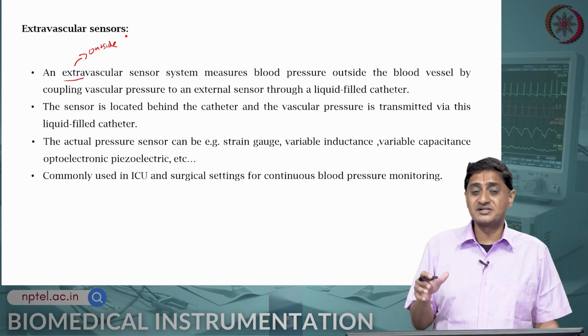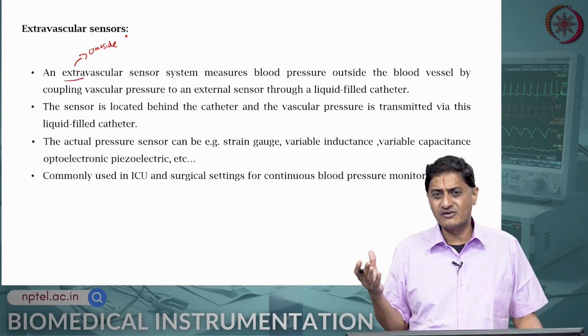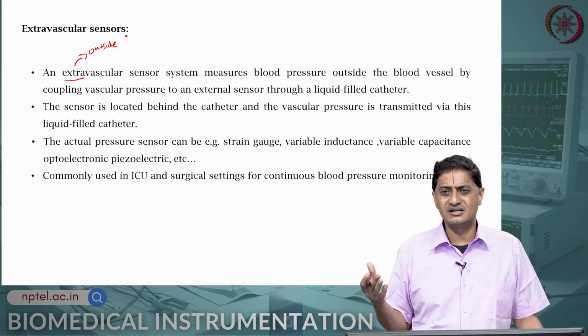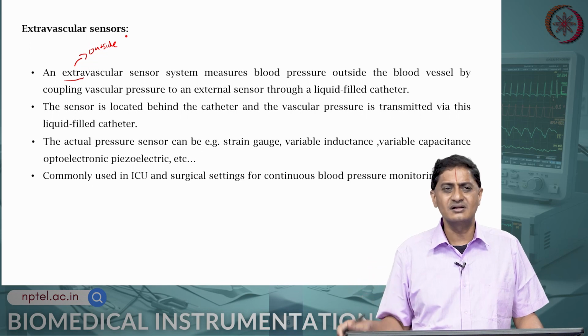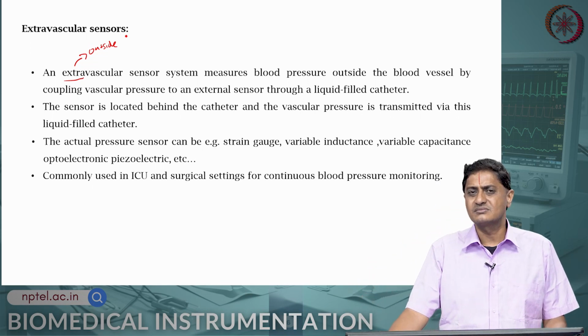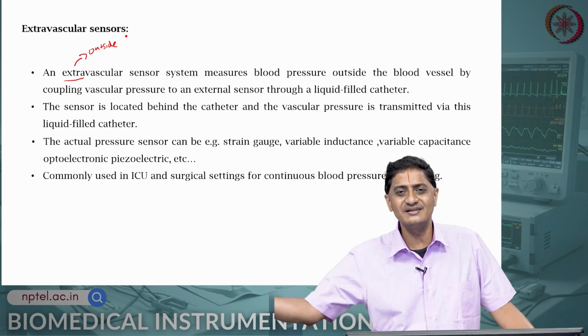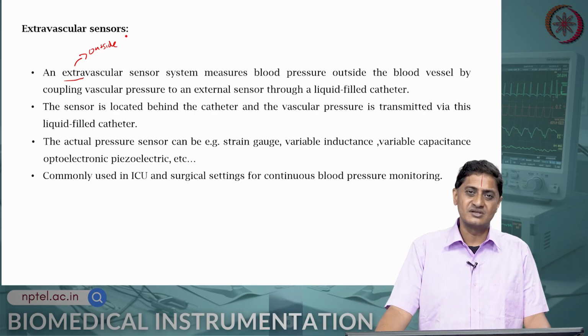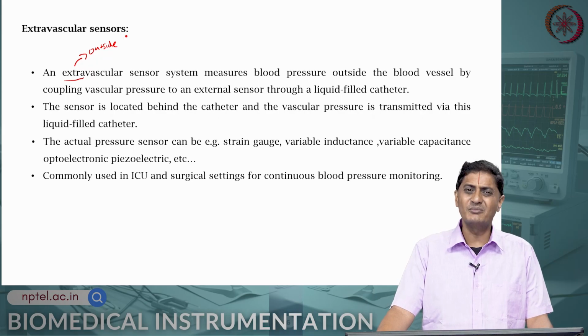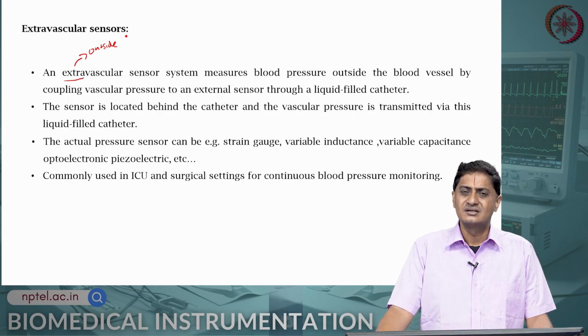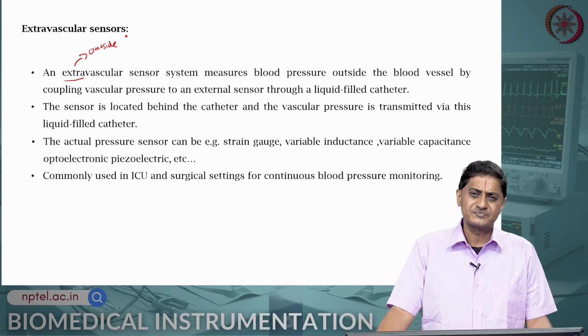So, the actual pressure sensor can be one of these, it can be a strain gauge, can be an inductance, can be a capacitance, or an optoelectronic or a piezoresistive or piezoelectric sensor that is kept outside the vascular system in the fluid filled catheter. It is commonly used in intensive care units, more common in intensive care units and in surgical settings for continuous blood pressure monitoring.